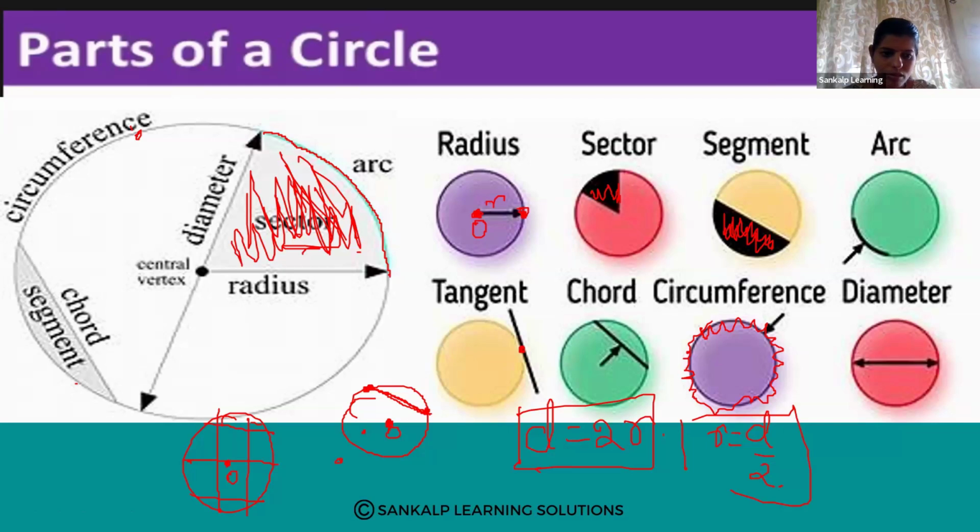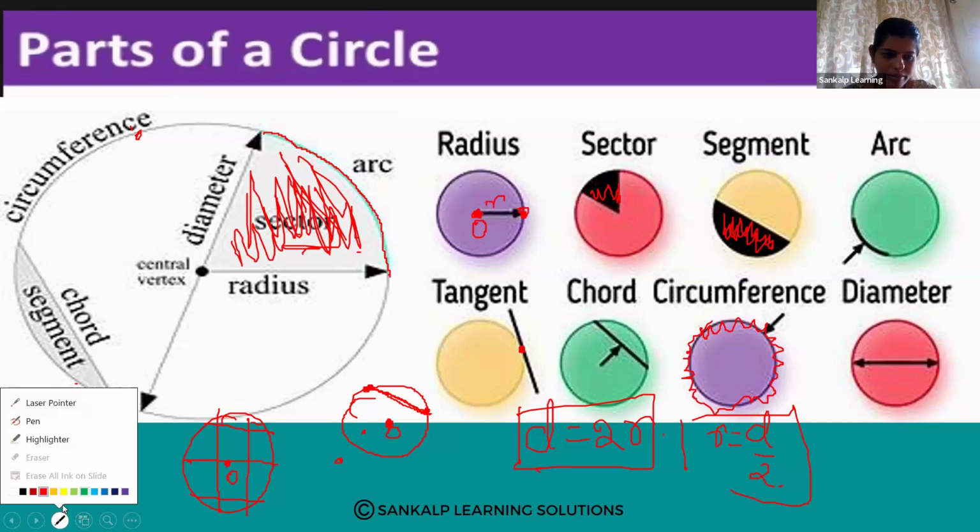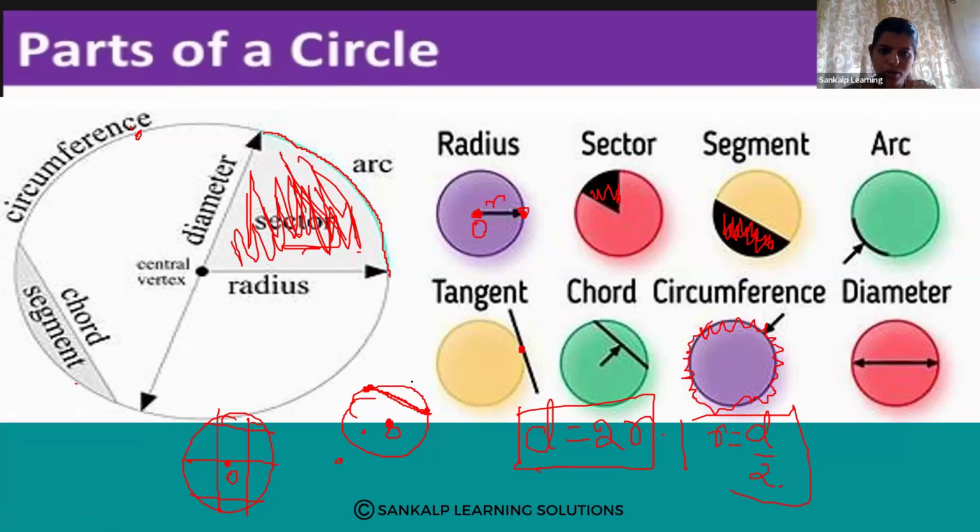In this chapter, we are going to concentrate on the sector and segment, the area of the sector, the area of the segment, and the length of the arc. These three parts are what we will mainly focus on. That is sector. What do you mean by sector? We already discussed it yesterday.